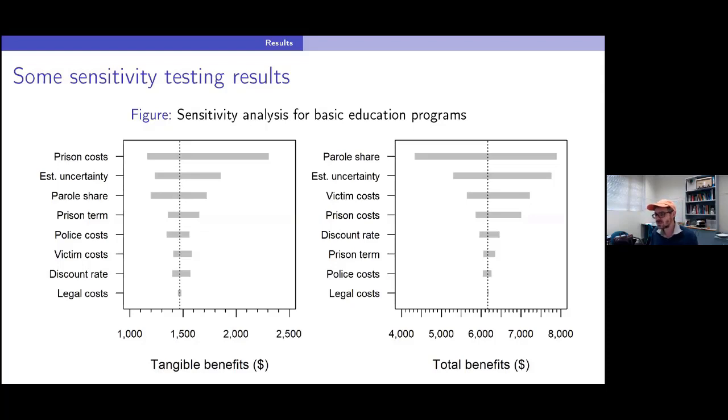Prison costs, if you just look at tangible costs, that's what drives that. And most of the other stuff doesn't really make much difference. For the victim of crime costs and estimate uncertainty, I'm just playing around with the bounds of things that are reported in the data. Some of this stuff comes from simulation studies and the like.